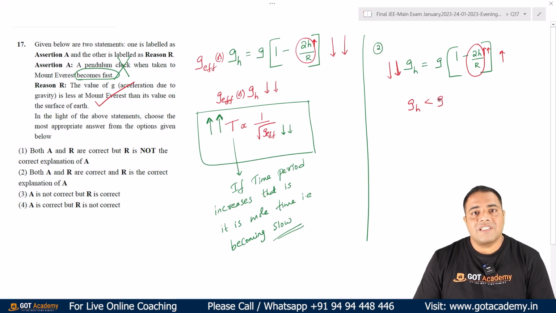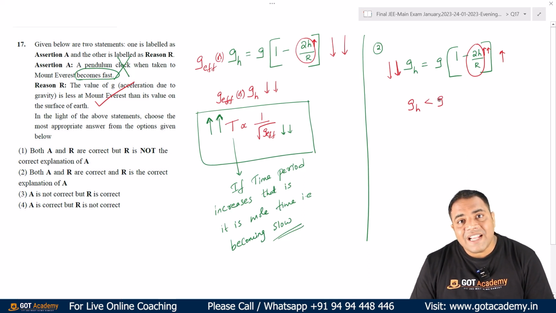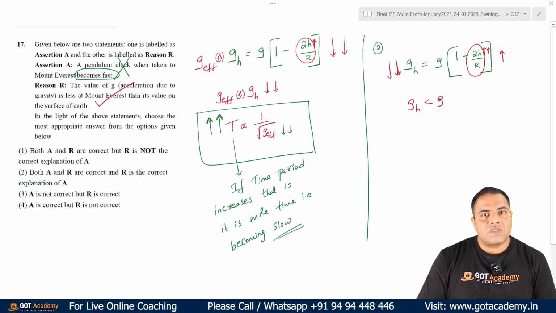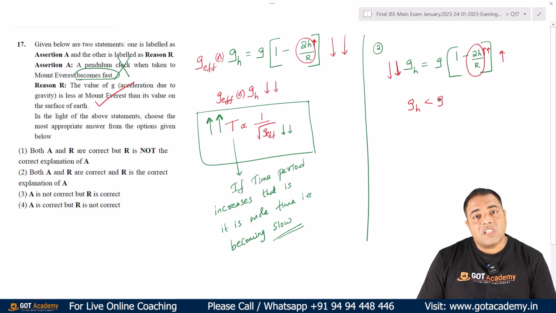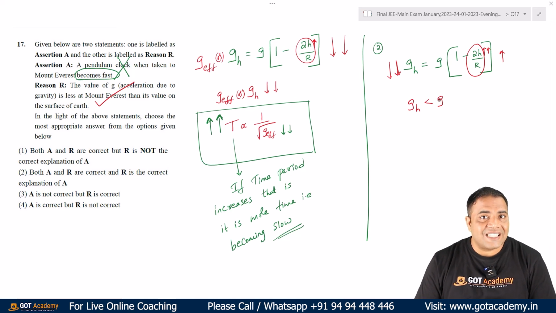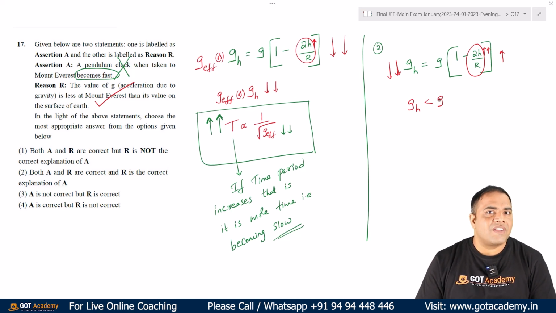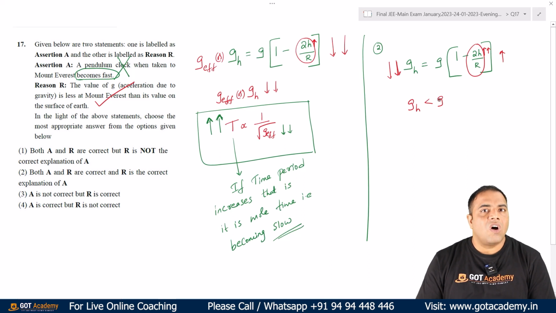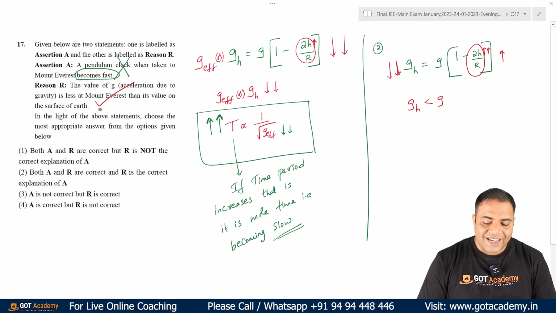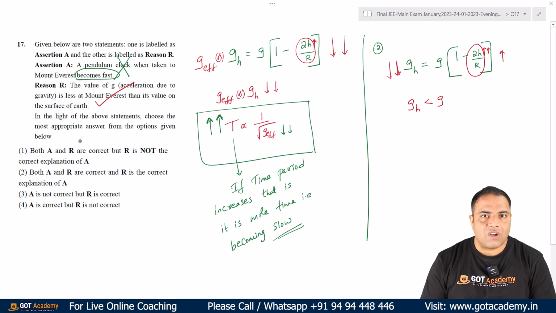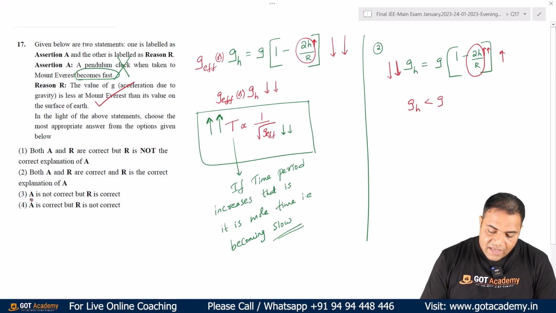GH is less than G because GH is equal to G into 1 minus something. So that 1 minus will reduce. So automatically GH will reduce. So the value of GH is less than G. GH means at some height, nothing but Mount Everest. So the value of G at Mount Everest is less than the value of G on the surface of Earth. So the acceleration due to gravity at Mount Everest is less than the acceleration due to gravity on the surface of Earth. It means that our reason is correct, but our assertion is wrong. So A is not correct, but R is correct.